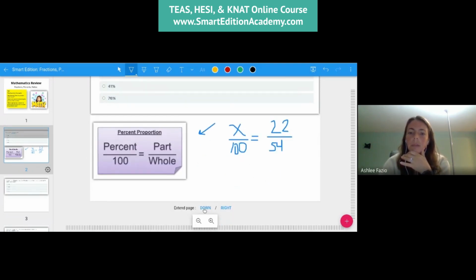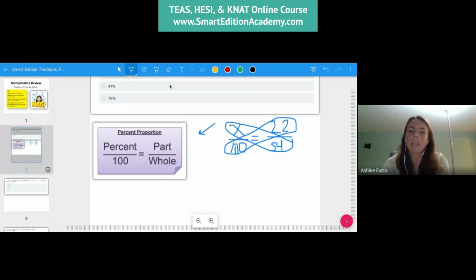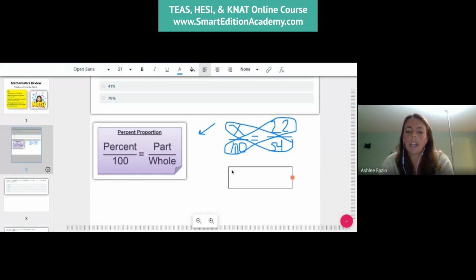I'm just going to extend my page. And those of you that are just jumping right into it might have a few different ways to do this. But for me, this might remind you of algebra: cross multiply. This is a great opportunity where we may be using our calculators. I know I have to do 22 times 100. Plug that right in, so I get 2,200, and that's going to equal 54x. And then I just need to divide by 54 and get x by itself.